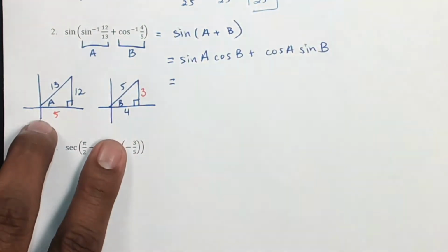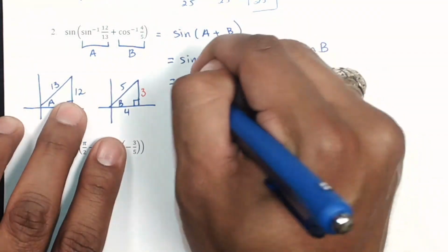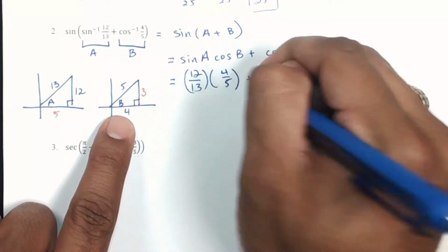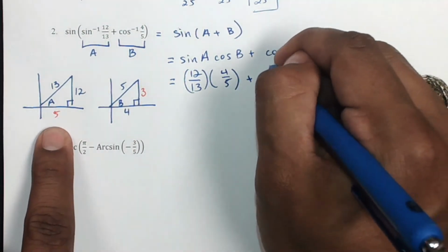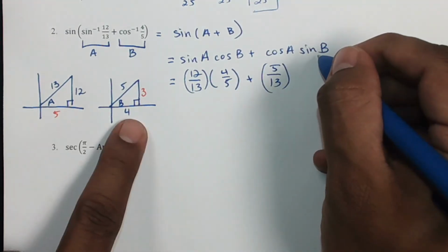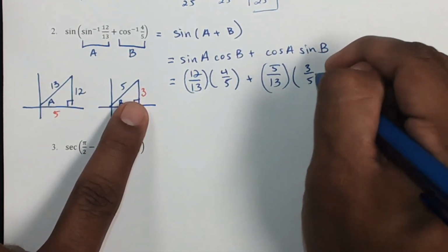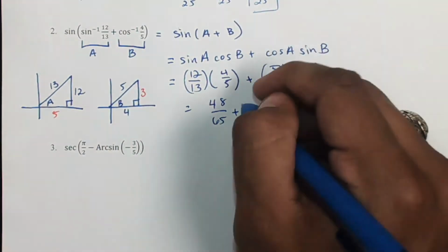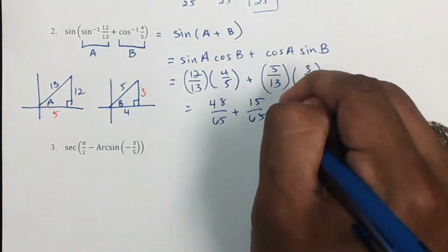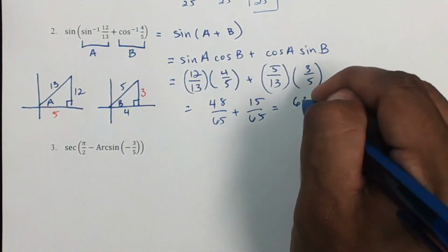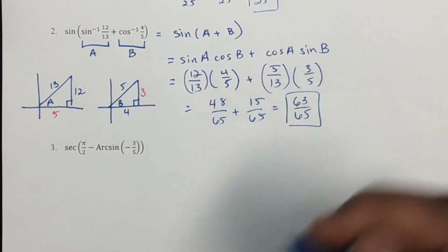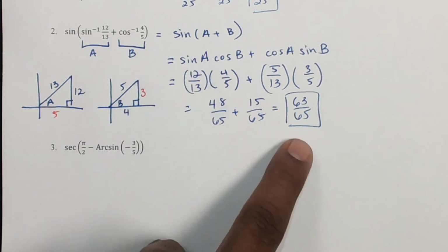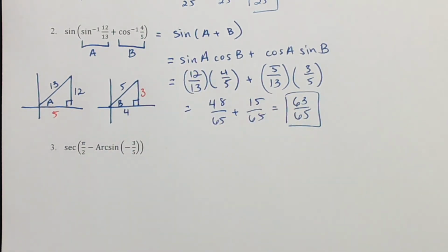So now we just look at our triangles. Sine of A is 12/13. Cosine of B is 4/5. Cosine of A is 5/13. And then sine of B is 3/5. So we multiply, get 48 over 65. We multiply those, get 15 over 65. No need to reduce because they're the same denominator. And you end up getting 63 over 65. Done. Again, make sure that you're making sense of this. Sine should never be bigger than 1, so make sure that that's always less than 1.